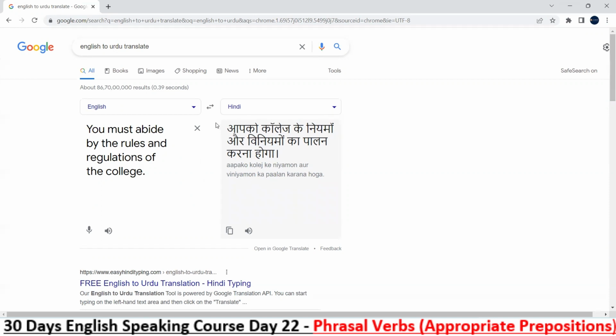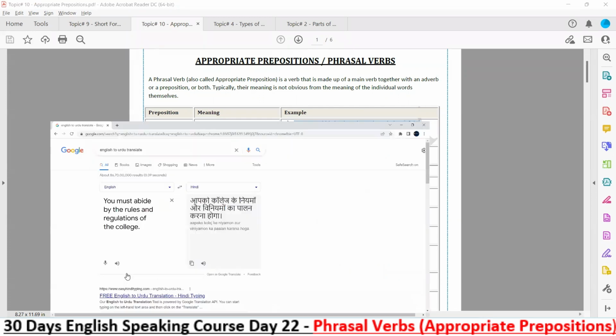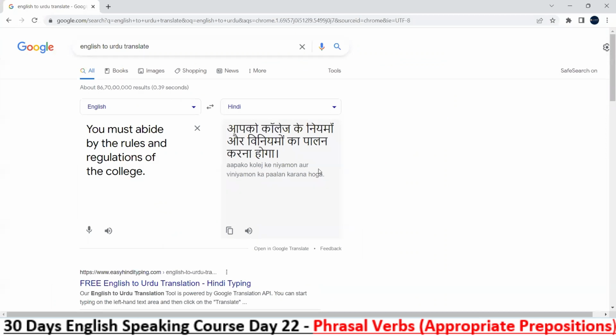So in this way, whenever you don't understand some sentence, you need to translate it into your mother tongue. But make sure you first make a grammatically correct sentence. Then if you translate, it will give a correct translation. If you don't make a grammatically correct sentence, then you cannot expect Google to translate correctly. All right. So instead of abide by, if you use the word follow, let's see what the meaning is.